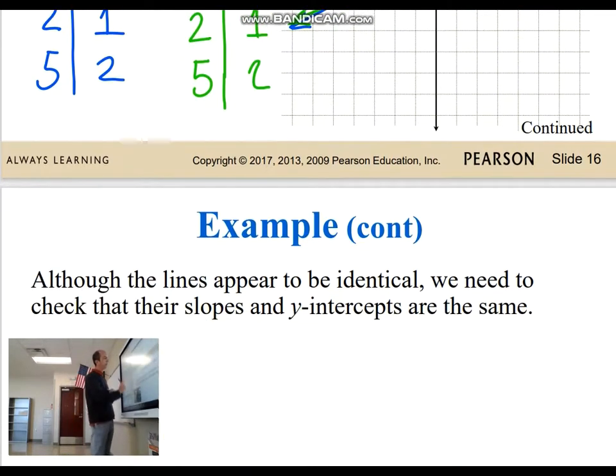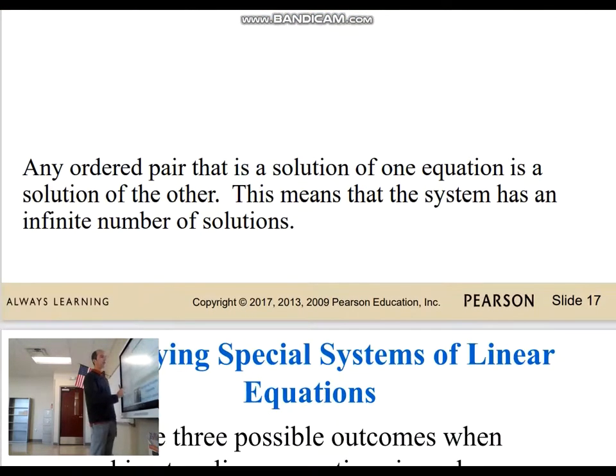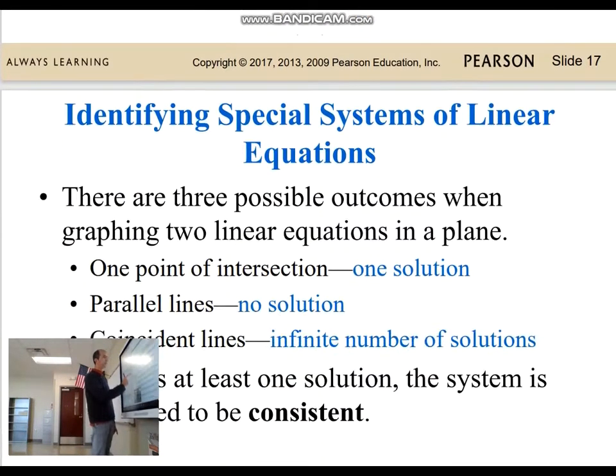But if we have another situation where we are not sure, then check by transforming the equation into the slope-intercept form and compare the slope, compare the y-intercept, and you will be 100% sure if they are identical. Any ordered pair that is the solution of one equation is also the solution for the other equation. That means the system has an infinite number of solutions.